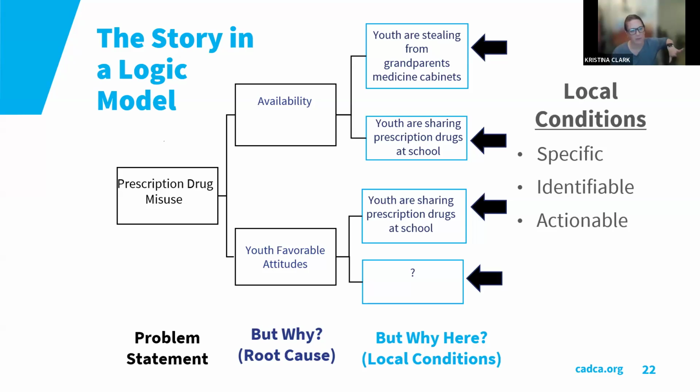Because there's going to be times where it feels like it fits in both places. This is where, as I mentioned, I would get frustrated when I was working on them because I'm like, but why? Just tell me where it goes. It really just depends on the data you have and what you want to take on, where we're going to place it on our logic model.